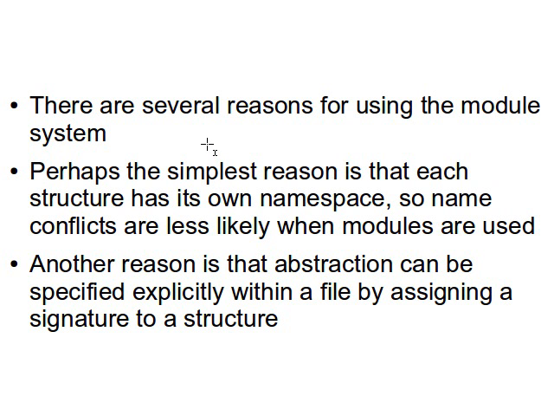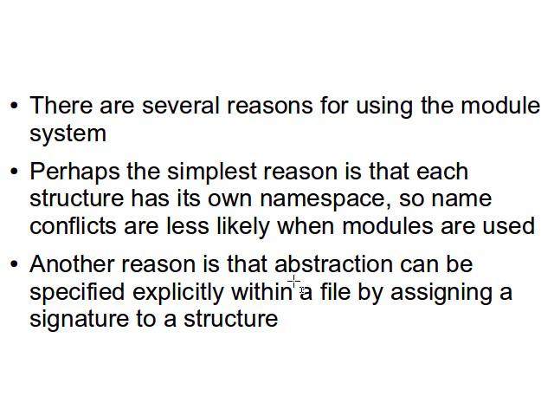Now, why do we use modules? Why do we create our own modules in the first place? Why do we use the module system? Well, perhaps the simplest reason is that each structure has its own namespace, so name conflicts are less likely when modules are used. If you, for example, think of using a list, a string, and an array, and you want to check the size of each, then if you create everything in one place, you need to distinguish between the names of the length of these three data structures. Whereas if we create a module for each data structure, then we have a function called length, maybe, or size inside each of them, and everyone would be working on its corresponding module.